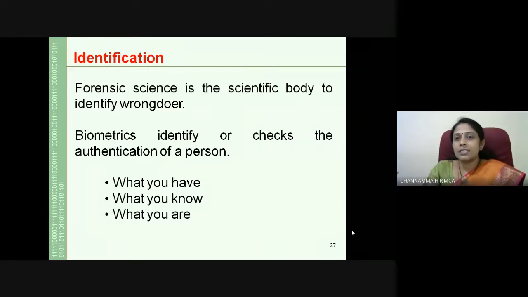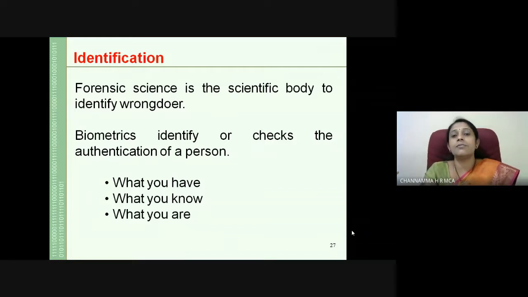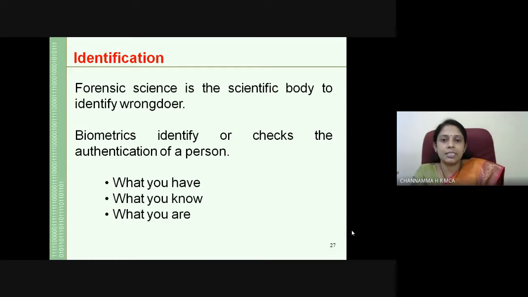In forensic science, the scientific body identifies the wrongdoer, I mean the offender. So in biometrics also, it is used to identify the person who is involved in or committed a crime. So by using any related biometric traits, if they are available at the scene of crime, that is also identification.